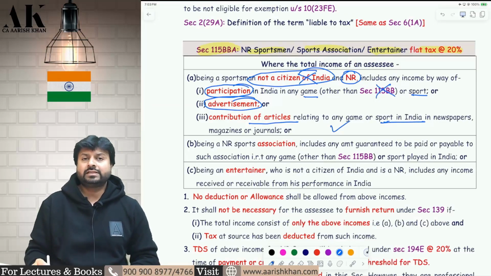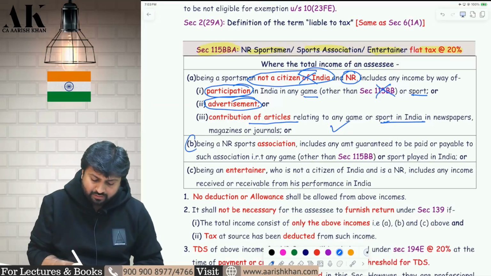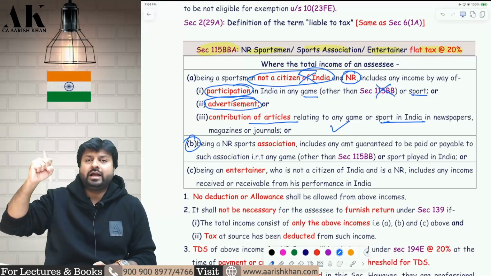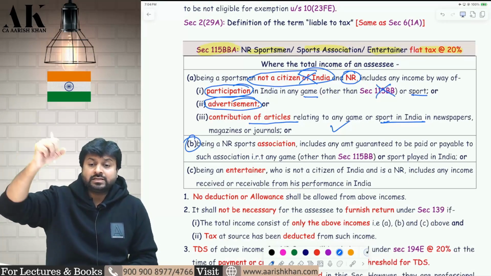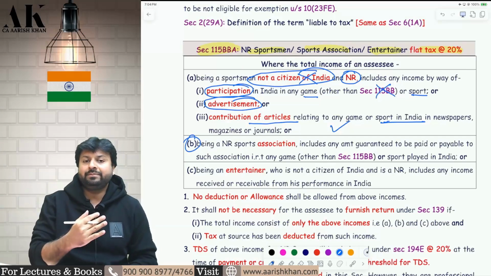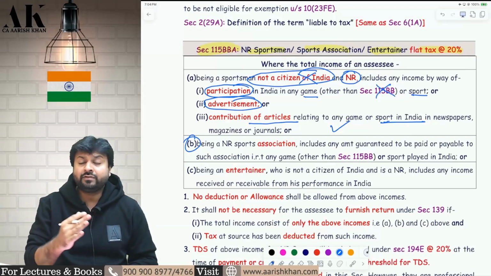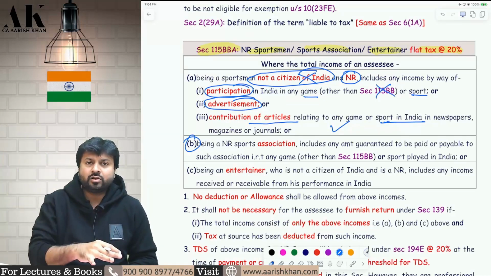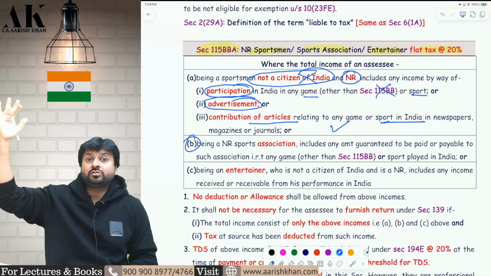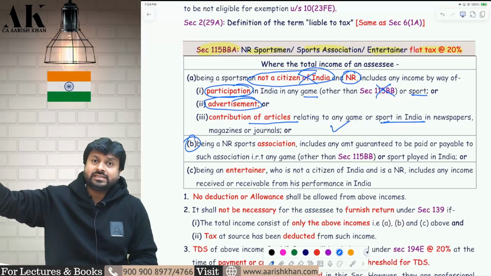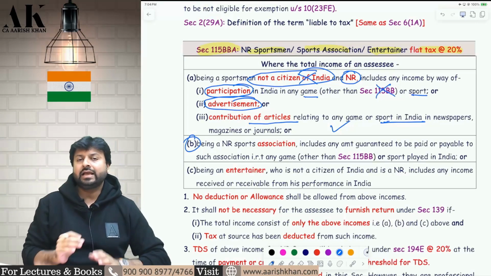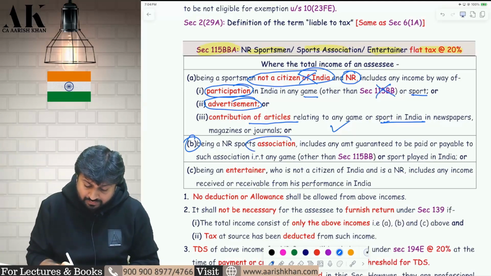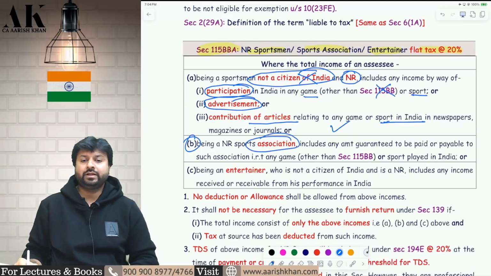Similarly, point number B: who is covered in point number B? A non-resident sports association earning income from India. Suppose the International Cricket Council is a non-resident sports association, and BCCI, the Board of Control for Cricket in India, is an Indian cricket association. Now, whatever matches are organized in India, for that BCCI has to pay some money to ICC, because ICC is allowing India to host the matches, and therefore whatever payment is made by BCCI to ICC will also be subject to tax here at the rate of 20%.